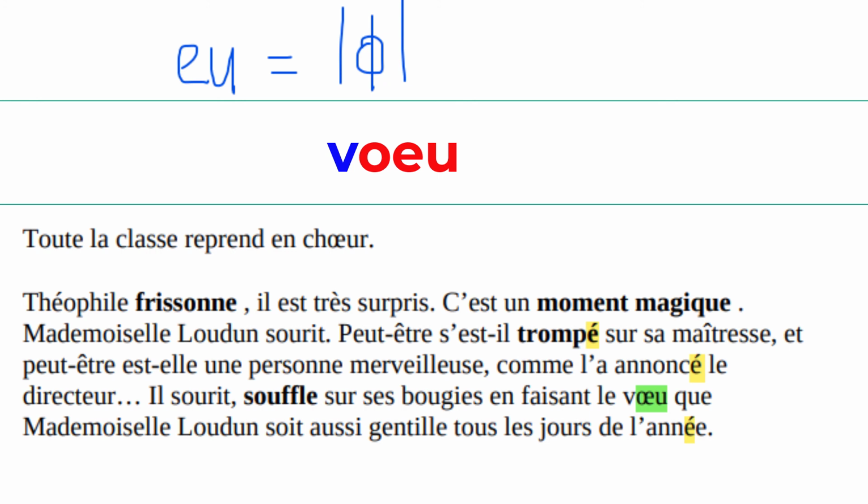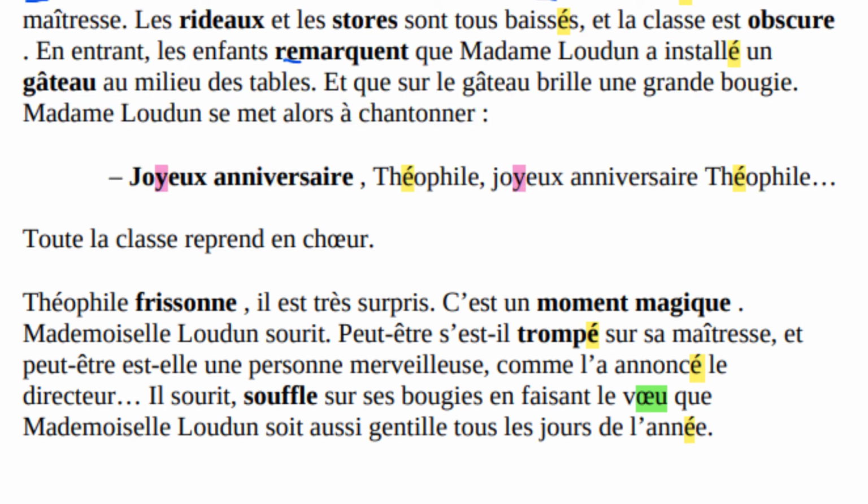Can we see our EU, though it's having like an OE together? So we have vœu, E. So we have the E sound, des vœux. Que Mademoiselle London soit aussi gentille tous les jours de l'année. For our année, we have the accent aigu. So we have the sound A, l'an-née.